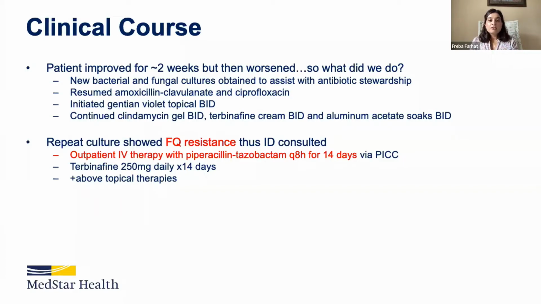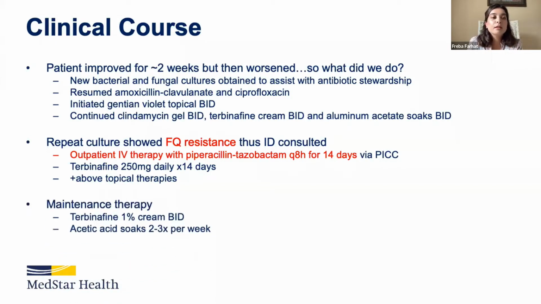And so given the patient relapsed, the big thing that we took away from it was that this patient has underlying risk factors. He had the use of his occlusive footwear, being in probably sweaty, dirty socks a lot of the time, just because of his work and not being able to change out as often as he would want them to. Humidity, occlusion, et cetera, that he probably warranted a maintenance therapy. And so that included the use of terbinafine cream twice a day and acetic acid soaks 2 to 3 times a week, which I'll get to in just a moment as to why we did that for him.